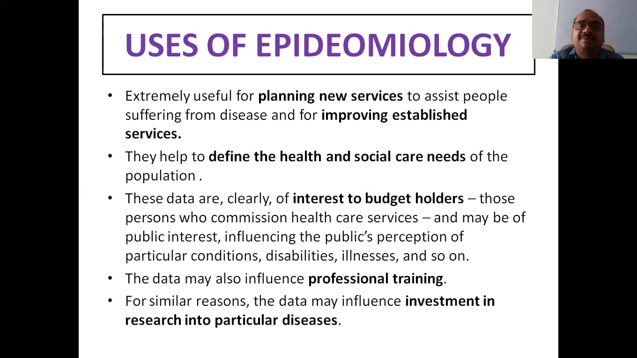They help to define the health and social care needs. How much care you have to take for your country's people. It gives the information, so this much care you have to take. You have to announce the lockdown. You have to shut all the shops, all the shopping malls, like that. And the interest to budget holders. See, if epidemiology statistics are fearful for corona, you can allot a special budget for a particular disease, either corona or diabetes or whatever it may be.